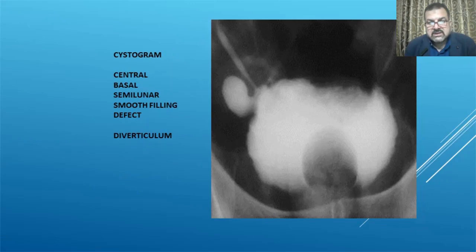Here, as you can see in this cystogram, there are refluxes bilaterally, there is a diverticulum on the right side, and also there is a central localized filling defect that can also be benign prostatic hyperplasia, I mean median lobe of the prostate. Yes.